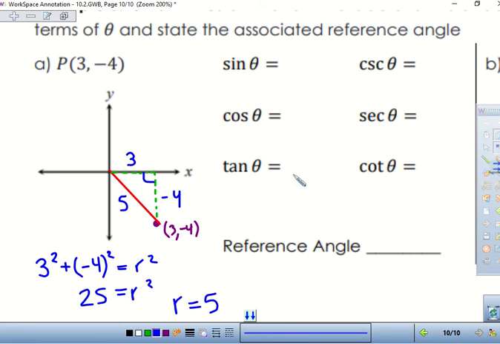So now we'll continue on with the rest of the notes. Theta will always be the angle that's close to the middle. All right, never this one. It's always the one close to the middle. Now that we have theta, we can do our trigonometric functions. Sine is opposite, -4, over hypotenuse, which is 5. Cosecant is the reciprocal of that, -5/4.